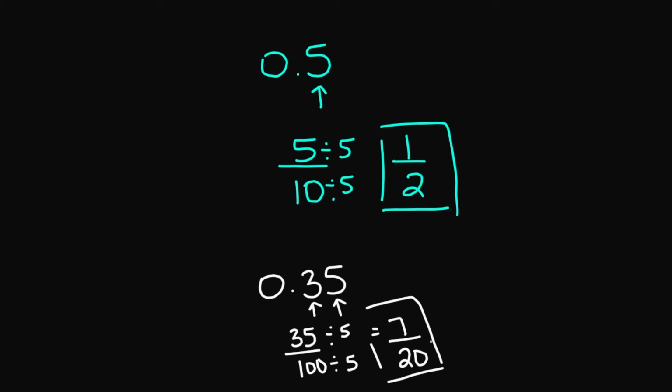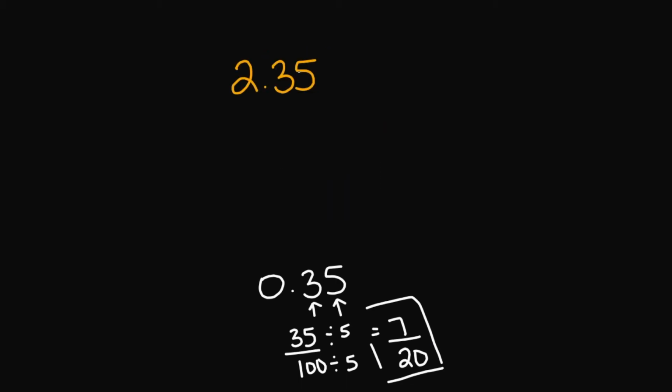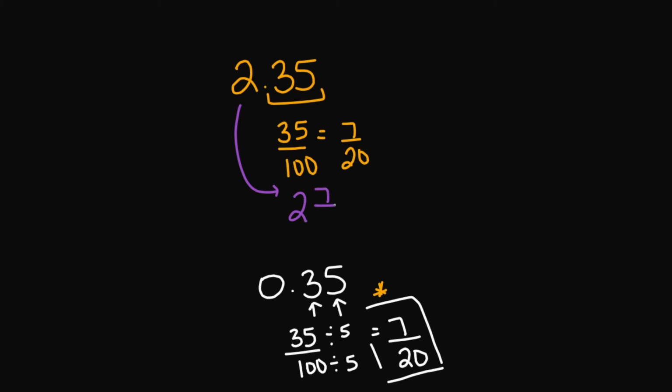So let's say we had 2.35 this time. So we have a decimal that we want to convert into a mixed number. So remember here, 0.35 as a fraction is going to be 35 over 100. So if I simplify this, this is going to give us the 7 over 20, which is what we solved here at the bottom. However, I do have my 2 here that I need to include in my final answer. So this is going to be 2 and 7 over 20.